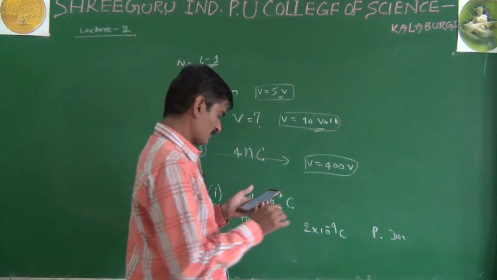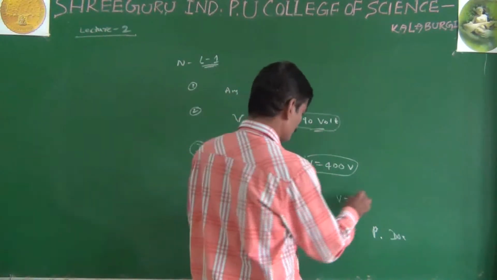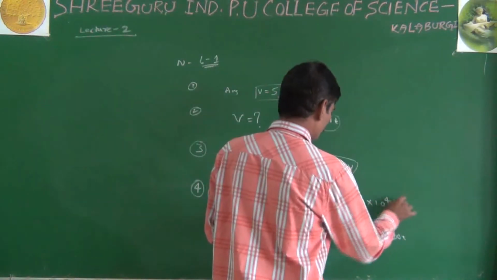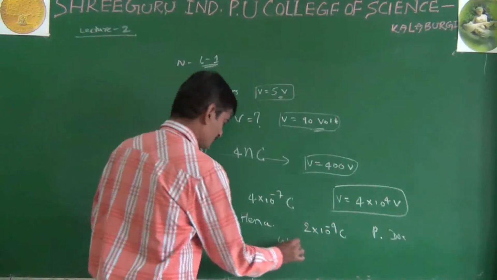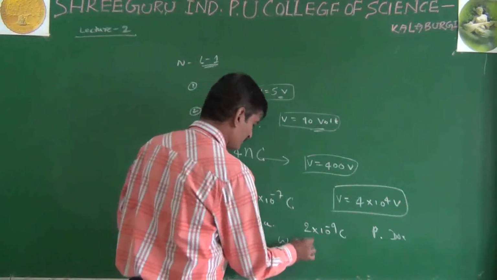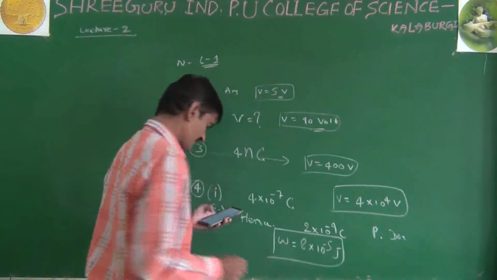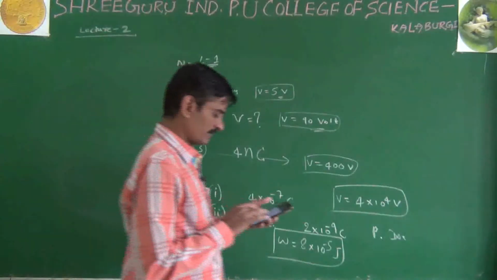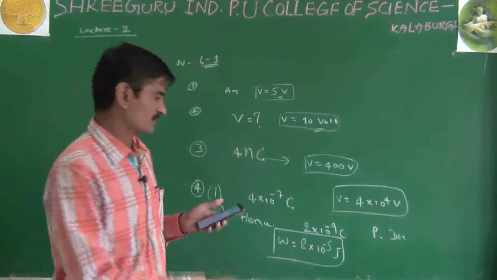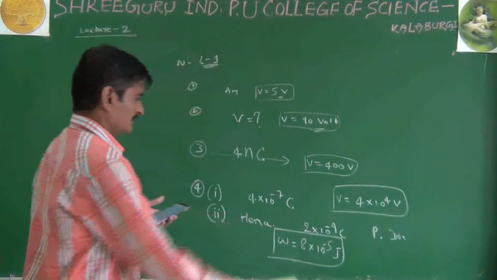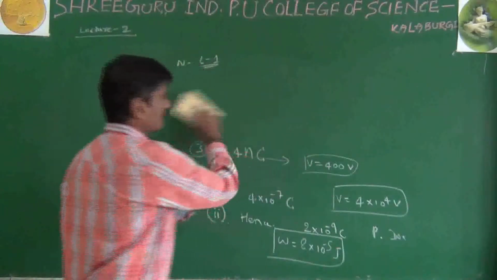For that, the potential will be 4 into 10 to the power 4 volt. And for the second one, the work done comes out to be 8 into 10 to the power minus 5 joule. Whether it depends upon the path followed or not, that you have to tell. Okay, this is question number 4. This is the answer for the first part and the second part of question number 4.